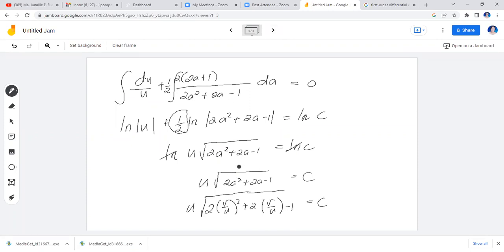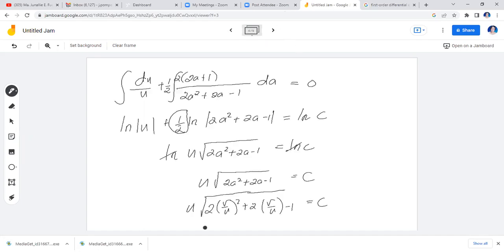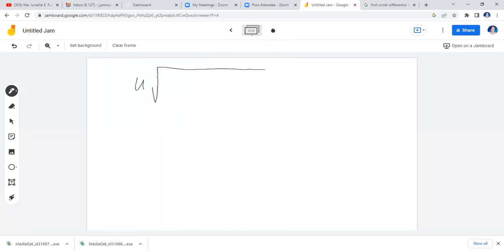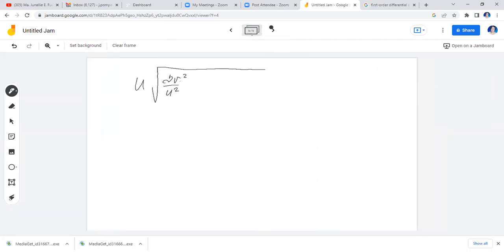So there's a need for us to simplify the thing. Instead of the radical sign, we will have u square root of, make one big square root here. So you'll have 2v squared over u squared. Okay, you have that. Then in here, you have 2v over u. Then we have the minus 1.